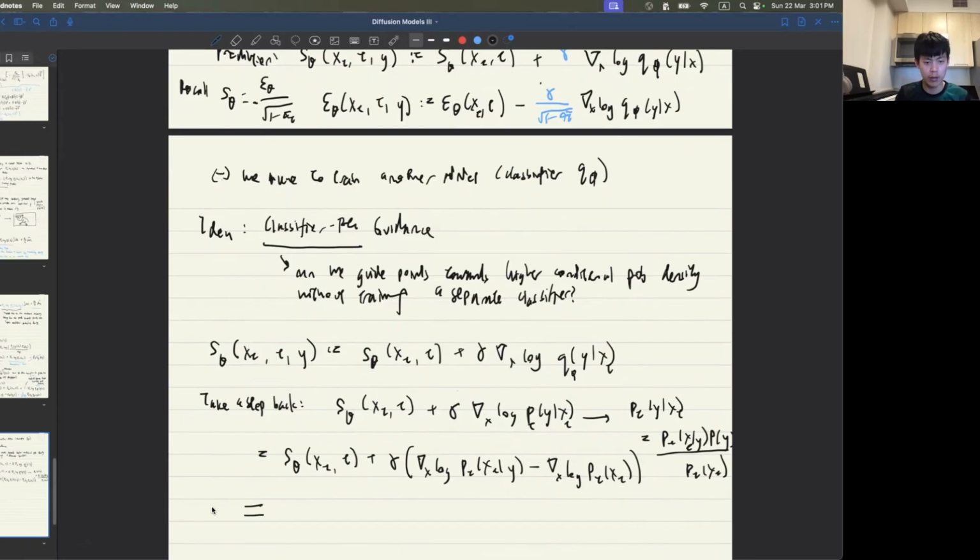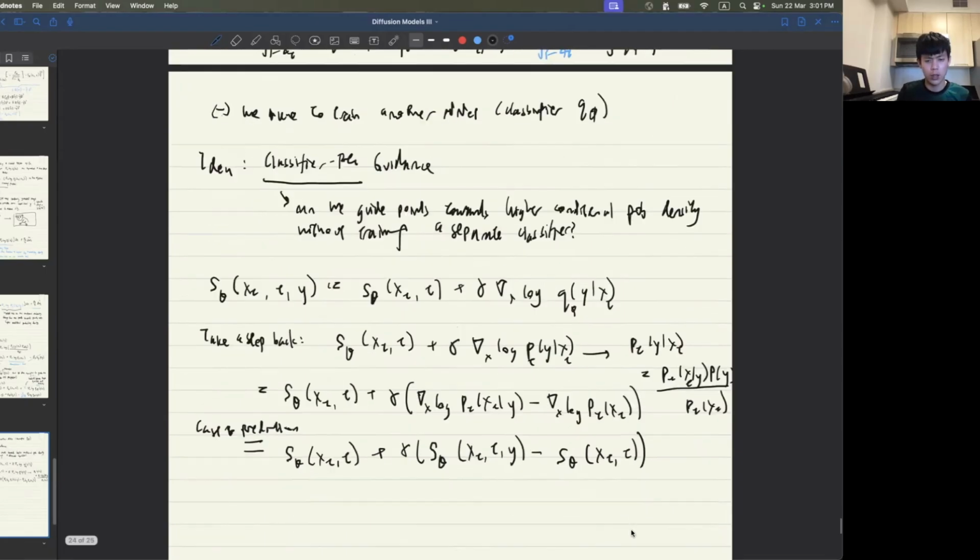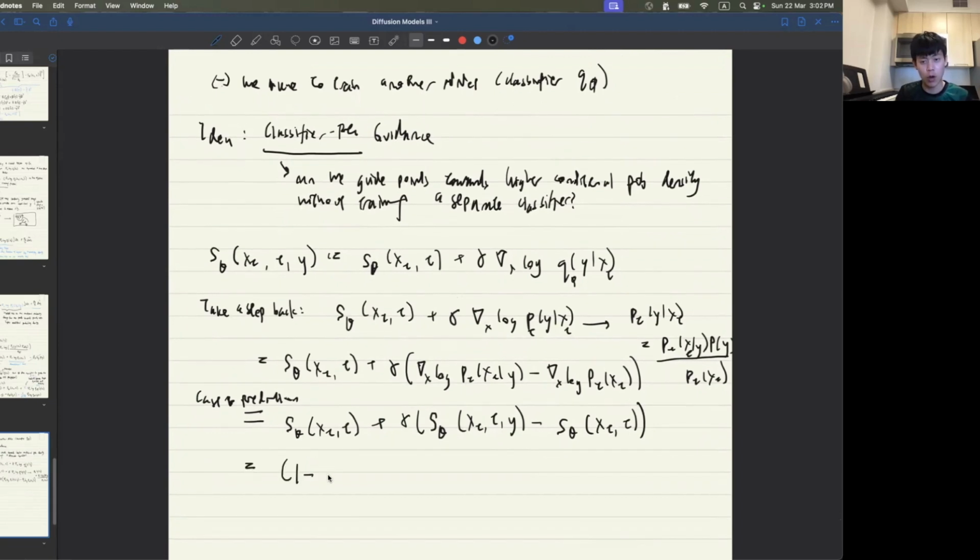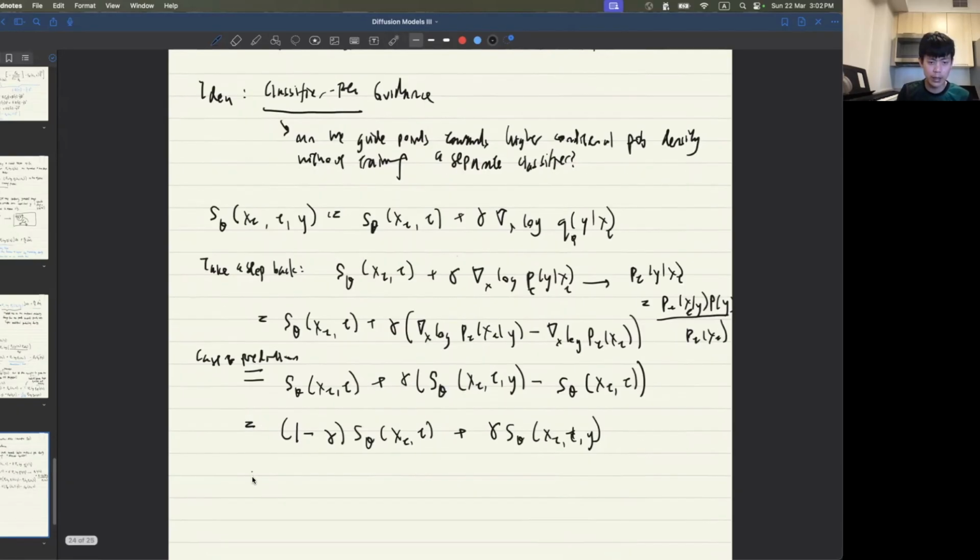If we want to cast everything to prediction, we get the unconditional score prediction plus gamma times the conditional score prediction minus the unconditional score prediction, which is really equal to a convex combination of the unconditional score prediction and the conditional score prediction. And I think the key idea here is, why not just achieve both the unconditional score prediction and the conditional score prediction in one neural network?